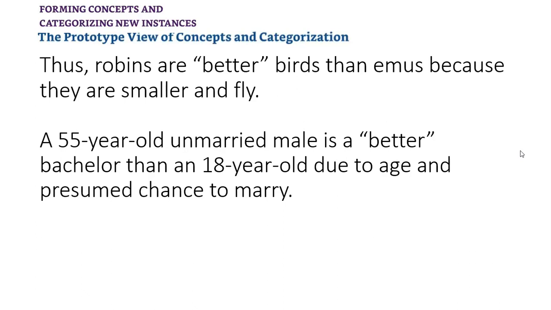They're more prototypical. They come to mind more easily. They're recognized quicker. Here's another idea. A 55-year-old unmarried male is a better bachelor than an 18-year-old. Now, strictly speaking, if they were both unmarried, they would both be bachelors. But we don't think of an 18-year-old as a bachelor, even if he is, because he really hasn't had much of a chance to marry yet, and he's really more of a youth than a bachelor. But nonetheless, he is a bachelor, strictly speaking.